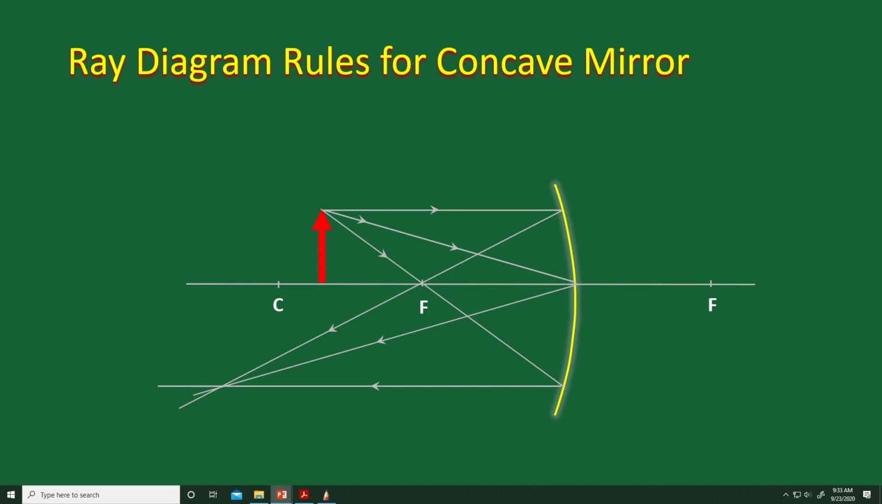And how do we know if the image formed is inverted or upright? Like I said last time, if it is below the axis, it's inverted. If it is above the axis, it's upright. Now this is below the axis, so it would be inverted. It would be like that. If it were above the axis, it would be upright. Now, what are the characteristics of this image?